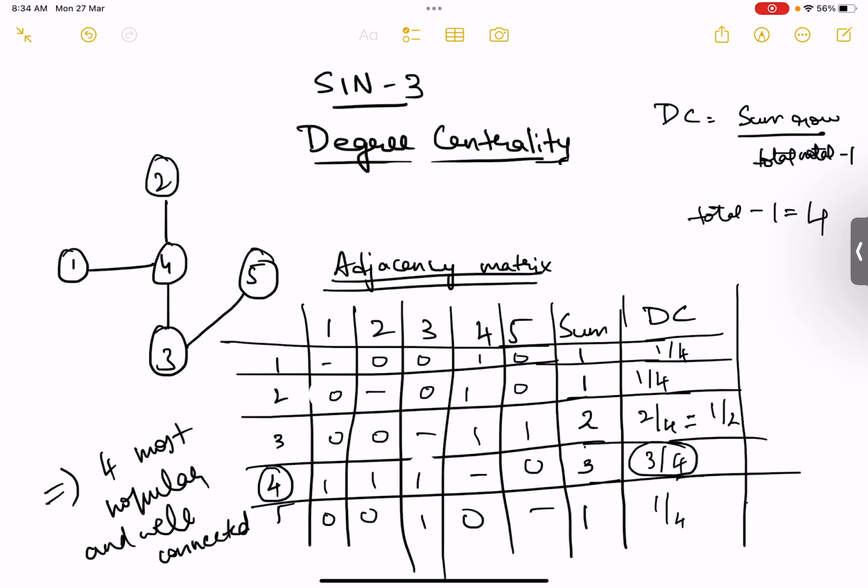Now that was all I had for this video. In the next video, we will be discussing the other measures like closeness centrality, betweenness centrality, and so on.